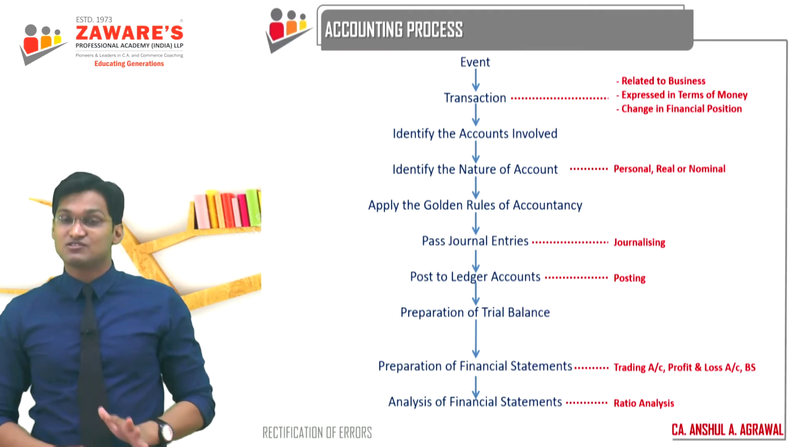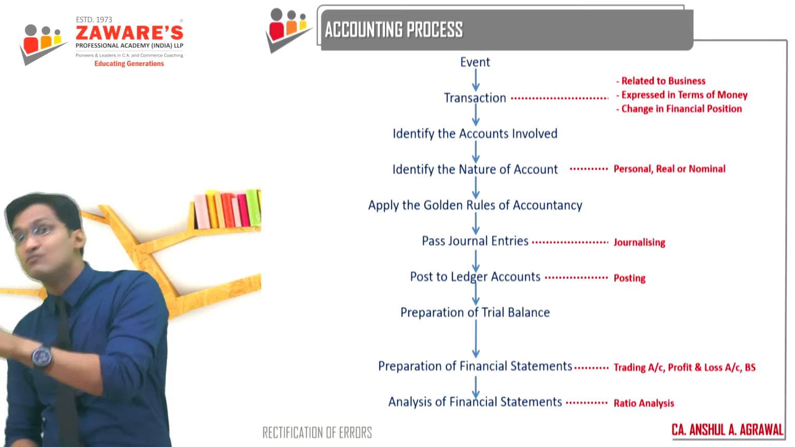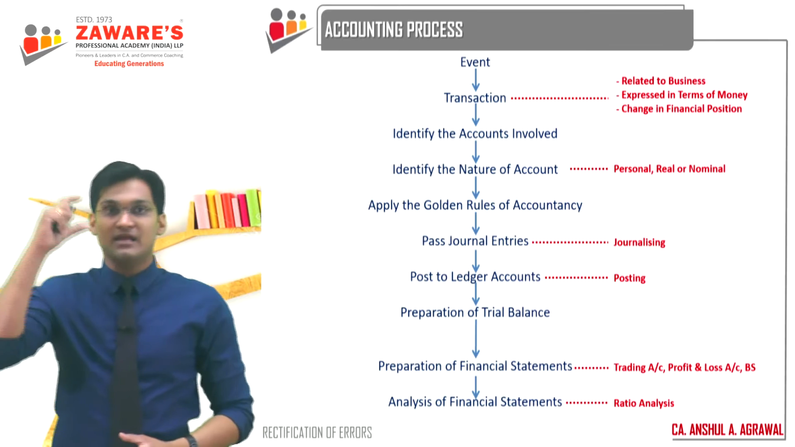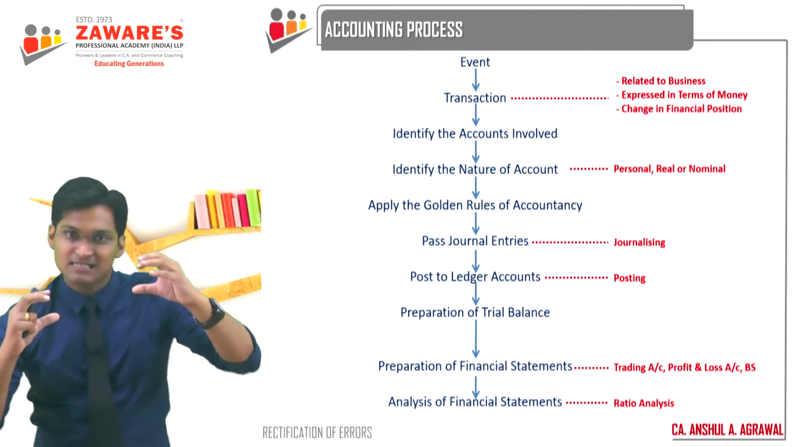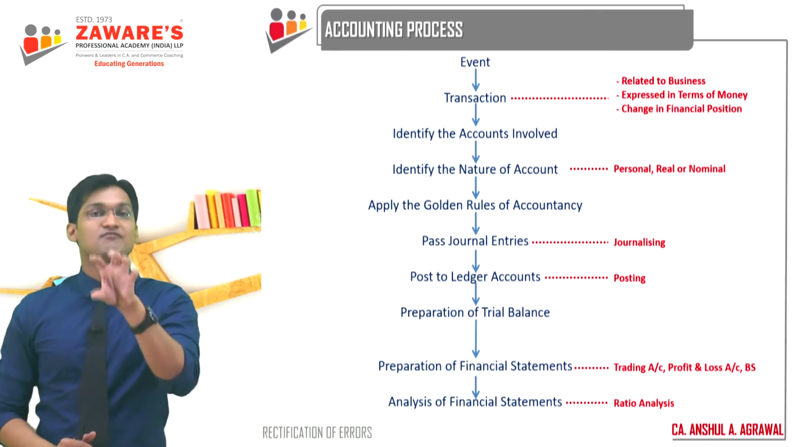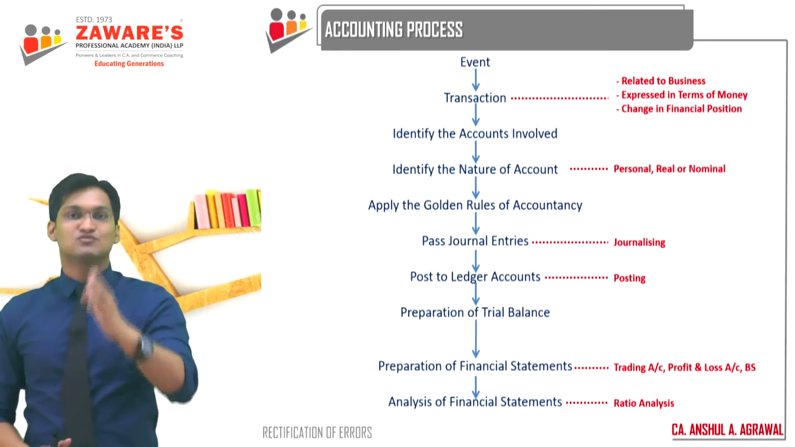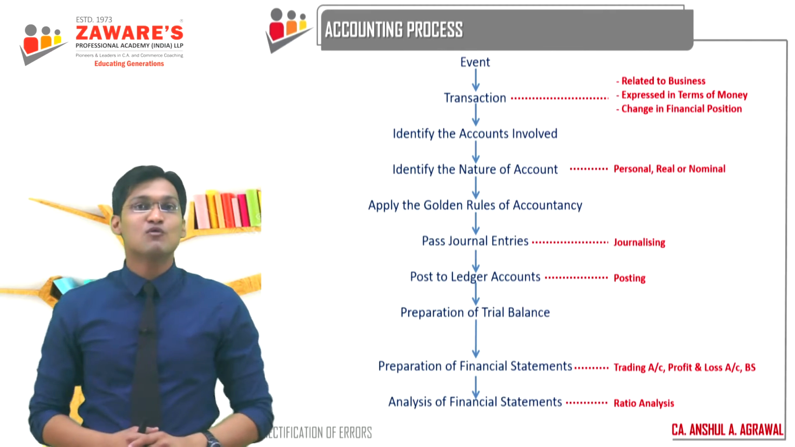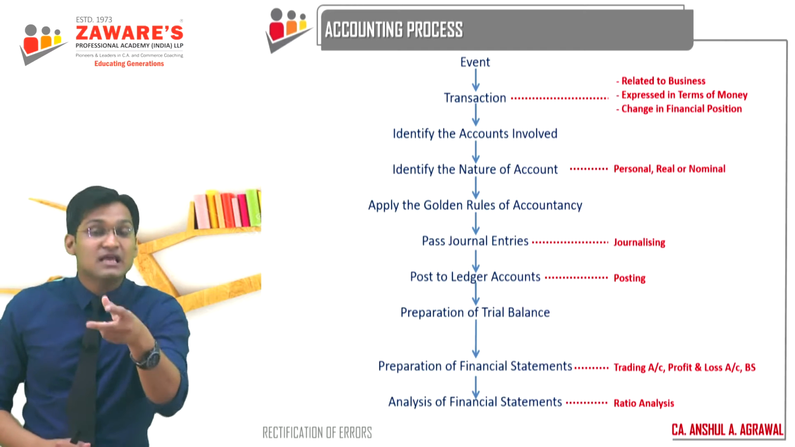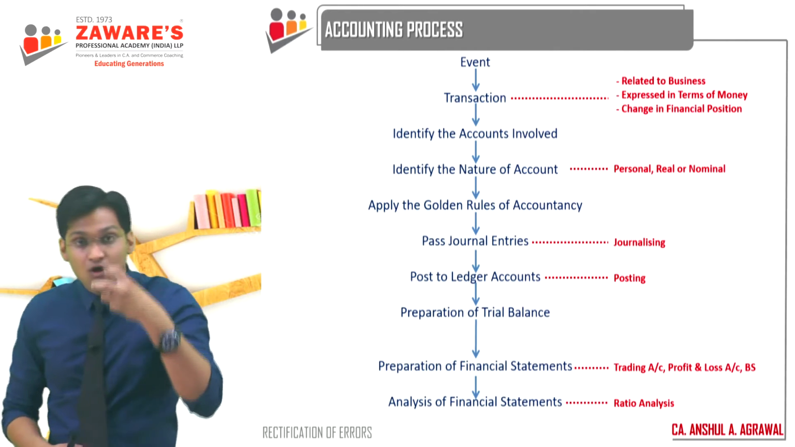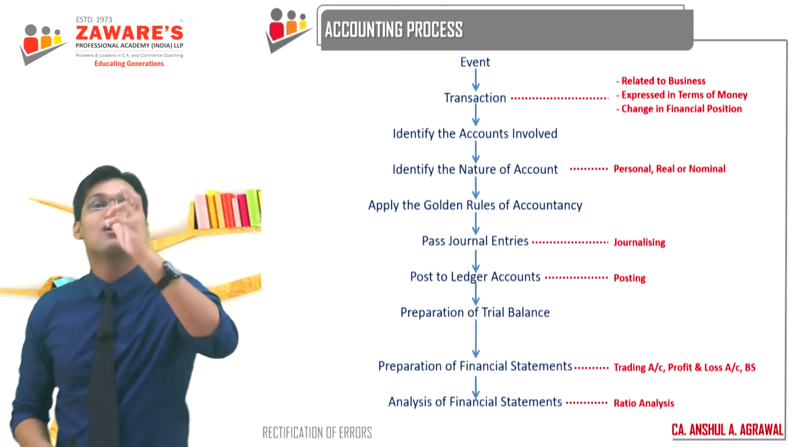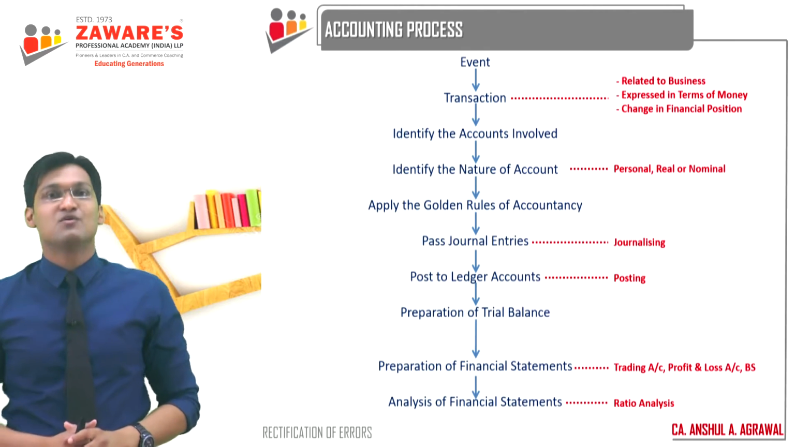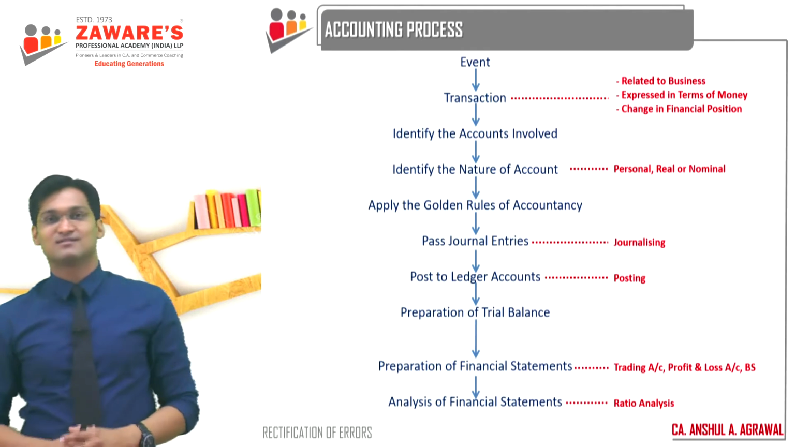Now, what do you mean by financial position? If you remember topic number 1, I showed you 4 quadrants of accountancy, and those 4 quadrants were income, expenses, assets, and liabilities. If it is affecting any of the 4, it becomes a transaction. Once it becomes a transaction, you apply the dual aspect concept. You see in that transaction what you are gaining or what is coming into the business and what you are losing, what is going out of the business. And then accordingly, you identify the accounts involved.